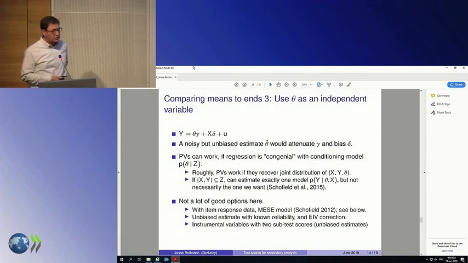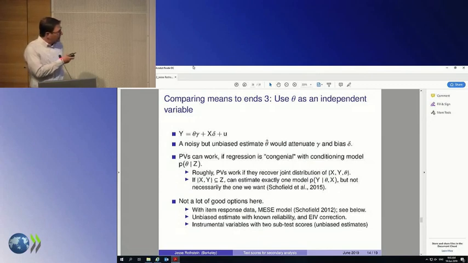Unfortunately, there aren't a lot of good options to avoid this problem. One option is, if we have the item response data, the MISI model that Lynn is going to talk about is the way to go here, I think. If the test makers, instead of giving us plausible values, could give us an unbiased estimate with known reliability, then I could apply my off-the-shelf errors in variables correction. We'll talk about that in a minute.